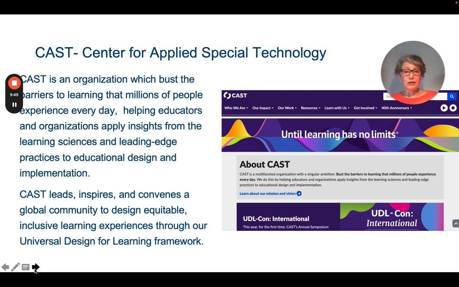CAST is an organization which busts the barriers to learning that millions of people experience every day. So, CAST leads, inspires, and convinces a global community to design equitable, inclusive learning experiences through a Universal Design for Learning framework.